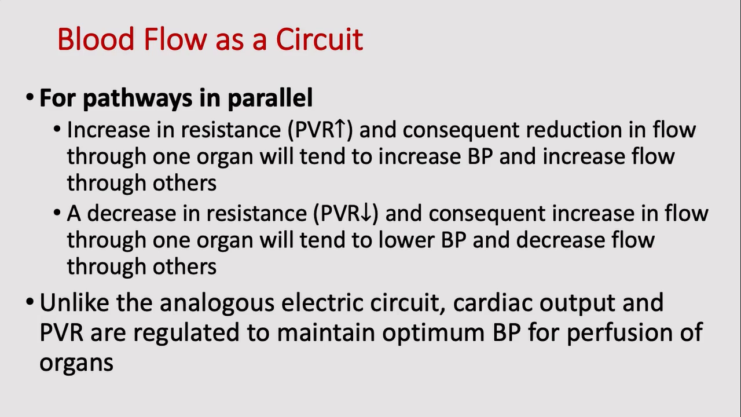And a decrease in resistance and consequent increase in blood flow through one organ will tend to lower the blood pressure and decrease flow through others. So if everything vasodilates, everything's going to get a little bit less blood. And unlike the analogous electrical circuit, cardiac output and peripheral vascular resistance are regulated to maintain optimum blood pressure for perfusion of organs. So a blood pressure that's too high is bad, a blood pressure that's too low is bad.